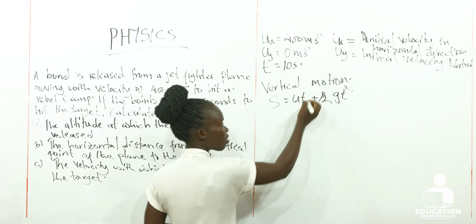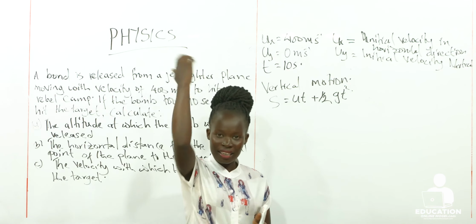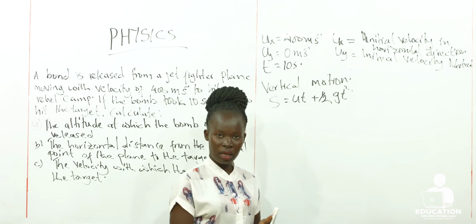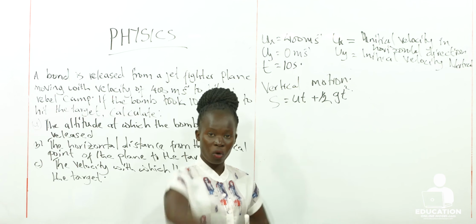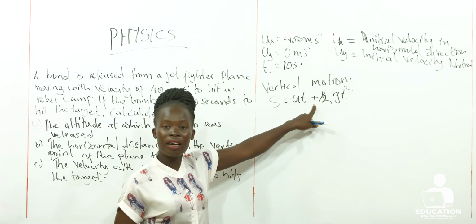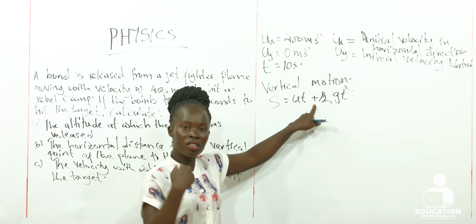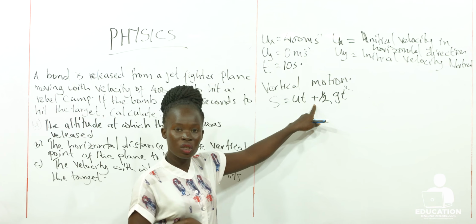We are having it here as a plus because the bomb has been released from a height and then it is coming back down to the earth. But then if the bomb was from the earth going upwards, we shall have it here as negative, because the bomb will be moving in the opposite direction to the acceleration due to gravity.